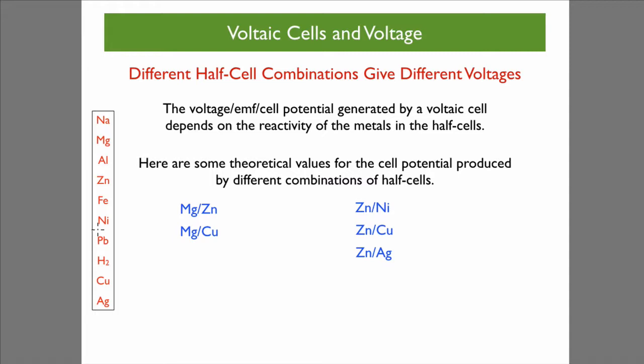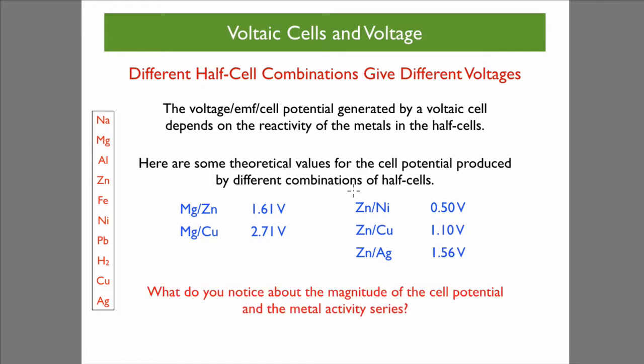Let's have a look at some of the theoretical values for the cell potential produced by different combinations of half cells. So we've got magnesium and zinc at 1.61, and then magnesium and copper at 2.71 volts. Over here we've got zinc with a few different metals. We've got zinc and nickel at 0.5, then zinc and copper at 1.10 volts, and zinc and silver at 1.56. You can see they're increasing.